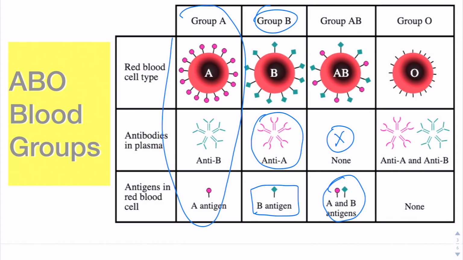But if you are blood type O, you have no antigens on the surface of the red cell. So in your blood, there will be both anti-A and anti-B. It will act against other antigens, and it won't harm you because you don't have any antigens on the surface of red cells.